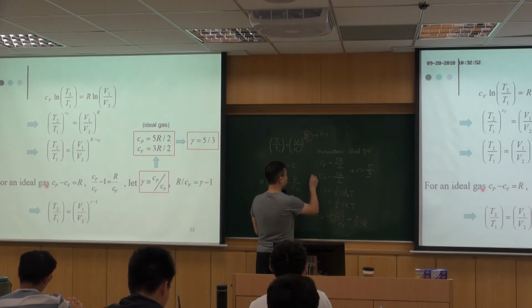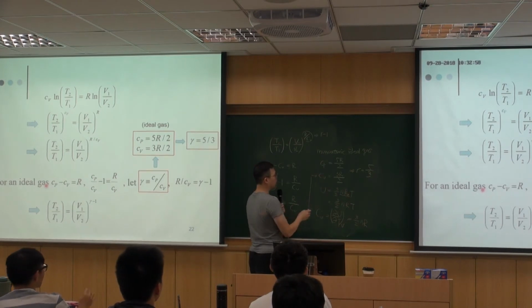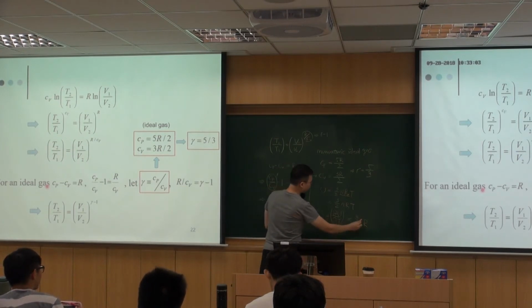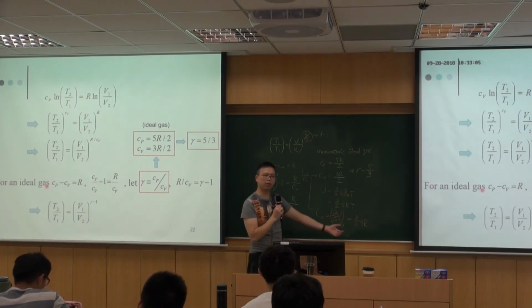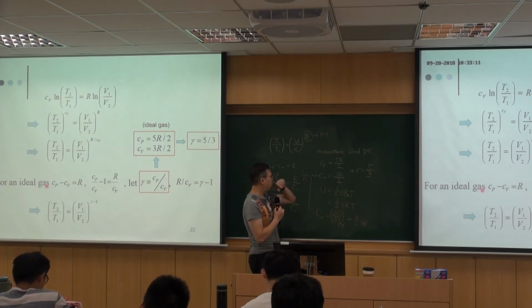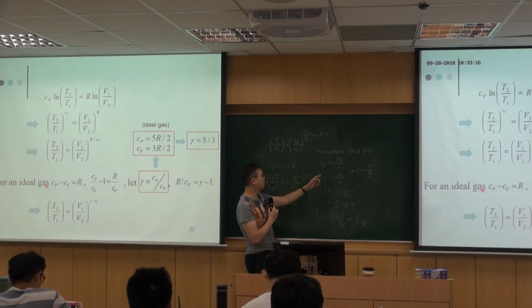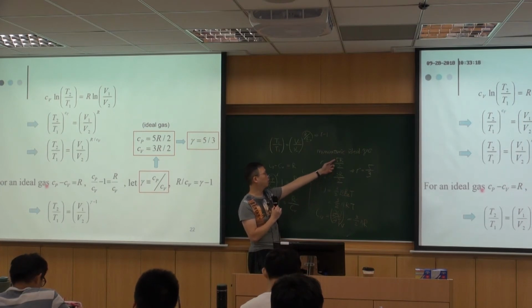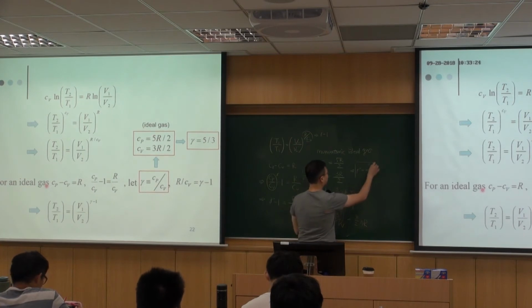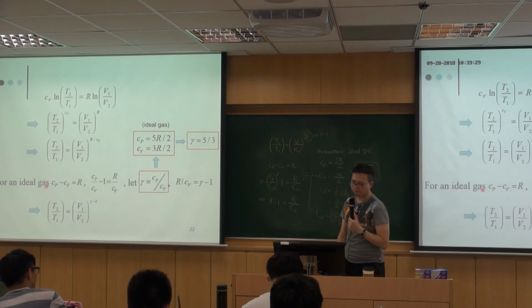Therefore, the small cv, this is capital CV, this is the small cv, this is capital CV over N. So you take the N out from this expression, then you end up with 3R/2. And we already know that the difference between CP and CV is R for ideal gas, right? So it turns out that this will just be 5R/2. And therefore, the ratio is 5/3 by definition.